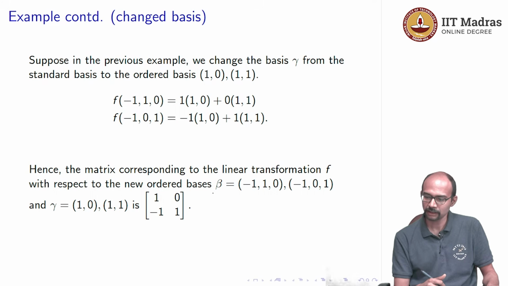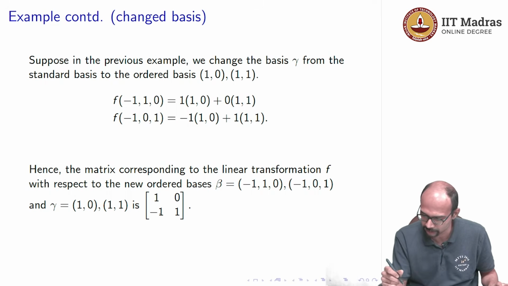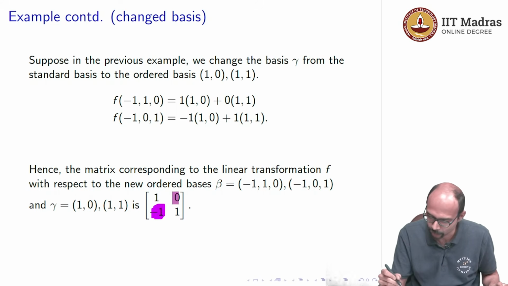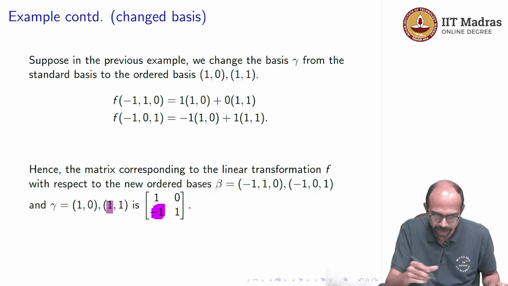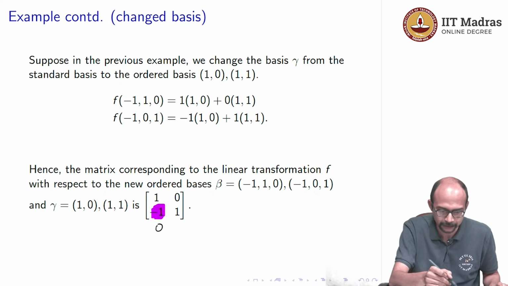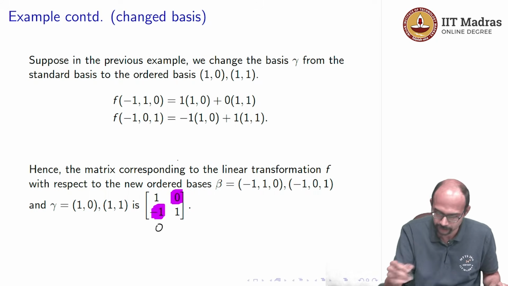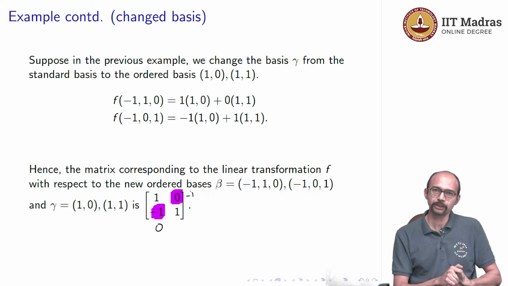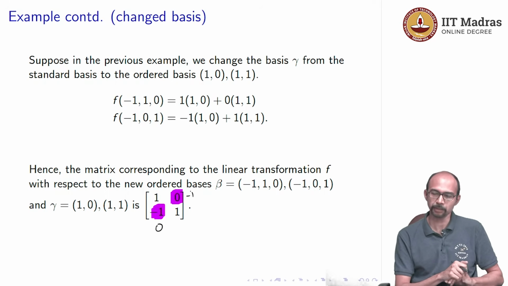The corresponding matrix is: you put the coefficients in the first equation as the first column. What I have written here in the first column is not correct. This should be 1 and then 0, and then again here this should have been the minus 1 and the 1. But the main point here is that in the previous slide we got the identity matrix with respect to the ordered basis beta and the standard ordered basis gamma, whereas here we get a different matrix when we change the basis.